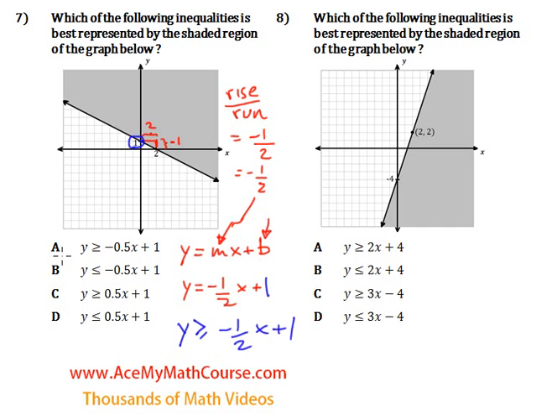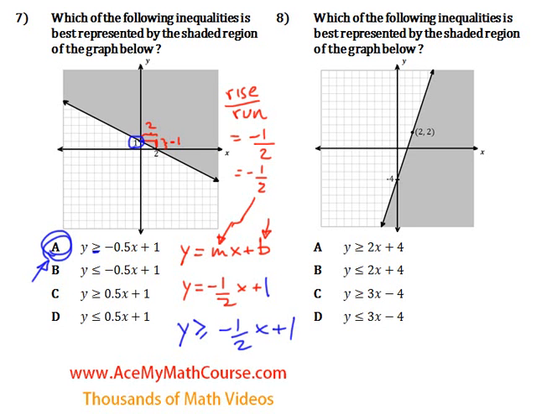So the answer is A. y is greater than or equal to -1/2 x plus 1. Of course, 0.5 is equivalent to 1 over 2. And if the area was shaded underneath, below the line instead, we would have y is less than or equal to -1/2 x plus 1. But in this case, the answer is A.